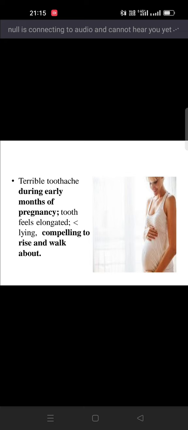So can anyone tell me another medicine in which the patient gets relief by motion? Which patient gets relief from motion? Will anyone tell? Rhus tox, very good. I have already told. Another?